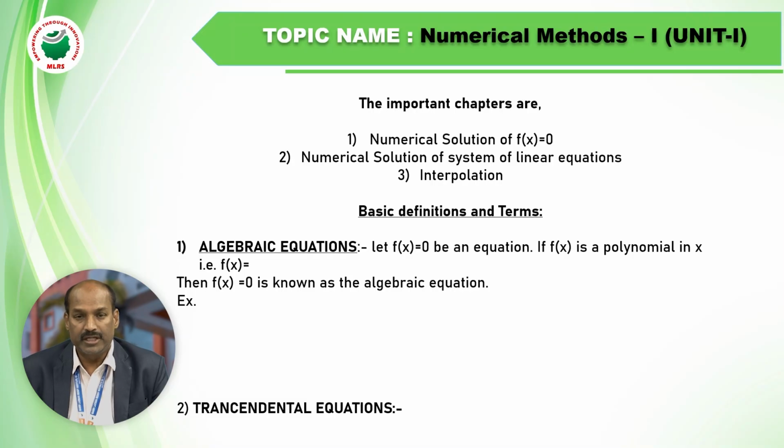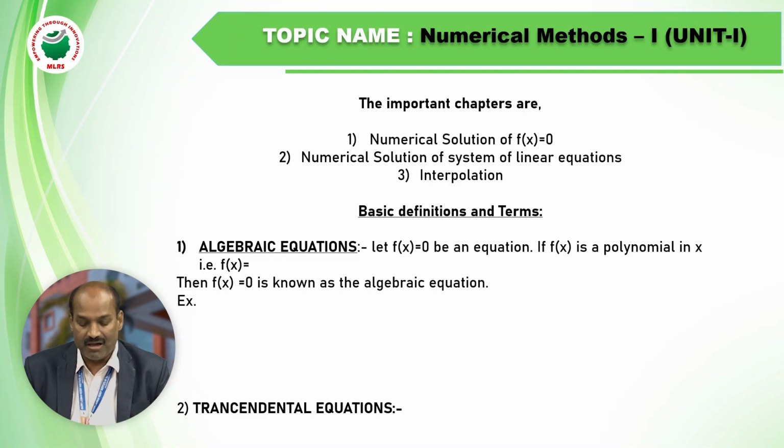So firstly, we talk about the numerical solutions of the given equation f of x is equal to 0. In this, mainly we talk about the 4 numerical methods to find a real root of the given equation. They are, first one, bisection method, second one is Regula-Falsi method, third one is Newton-Raphson method, and fourth one is iteration method. Before talking about those 4 methods, we should know some important basic definitions and terms. Firstly, we know them one by one.